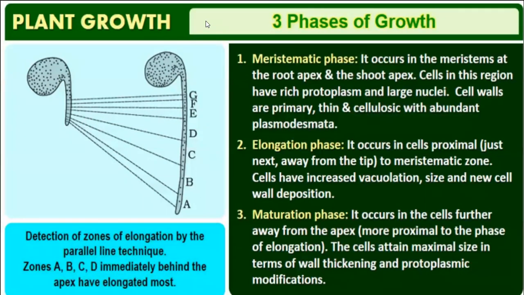Okay, about the phases of growth. First is the meristematic phase. It occurs in the meristem of the root apex or the shoot apex. So meristematic tissue is present in both the shoot apical meristem and the root apical meristem. I'll show you the image for that.